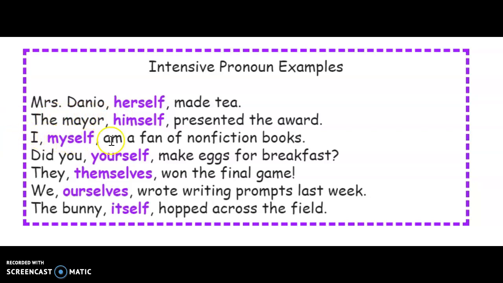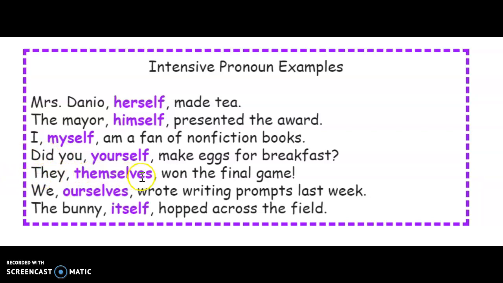I myself am a fan of nonfiction books. In the third sentence, we're taking the pronoun myself and intensifying or emphasizing the I. In the fourth sentence, presented as an interrogative sentence: did you yourself make eggs for breakfast? Our intensive pronoun yourself is intensifying our pronoun you, the subject.